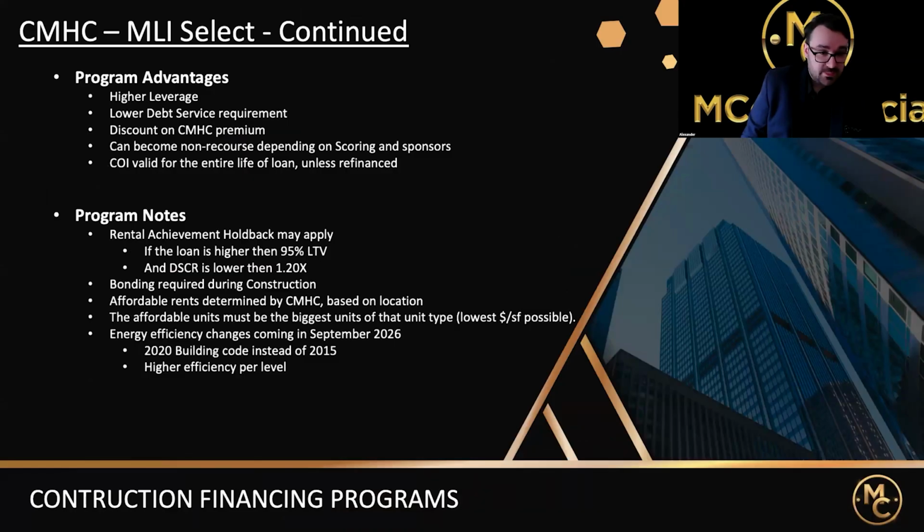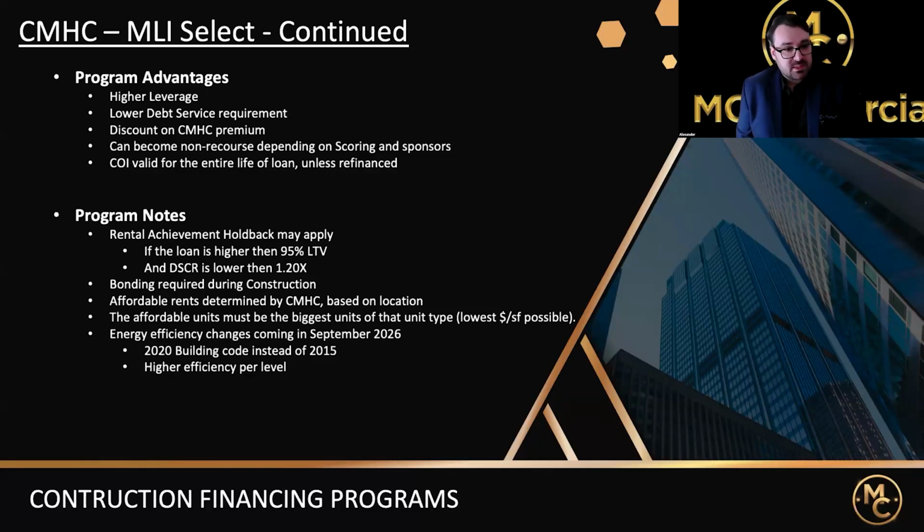Some advantages of the MLI Select compared to the MLI Standard are higher leverage and lower debt service coverage, which is going to allow for a higher loan amount if that's what the priority is. You'll also get a discount on your CMHC premiums, anywhere from 10 to 30%, depending on scoring. In the MLI Select, you can get a non-recourse loan, depending on your scoring and who the sponsor is. And again, your COI is going to be valid for the entire life of the loan as well. No need to come back unless you want to do an equity takeout or refinance.